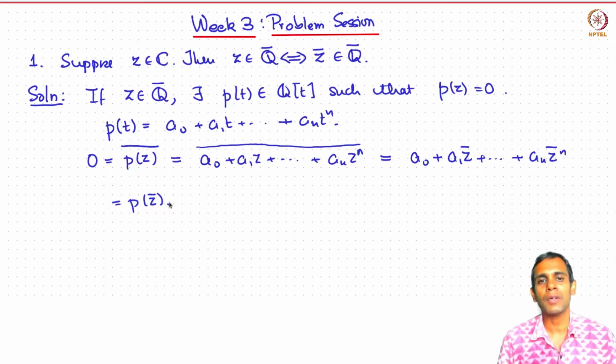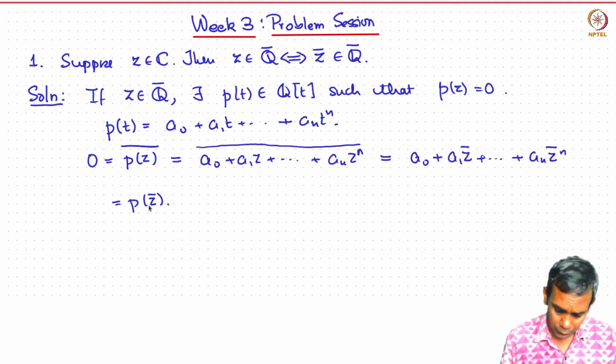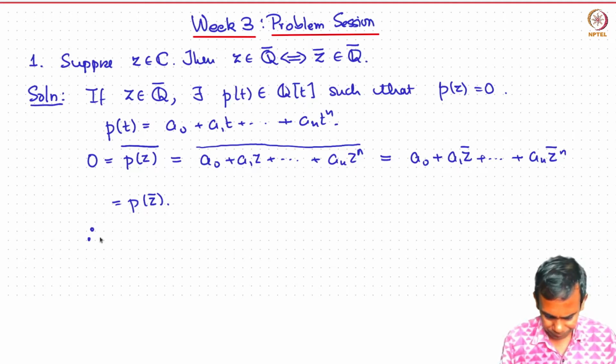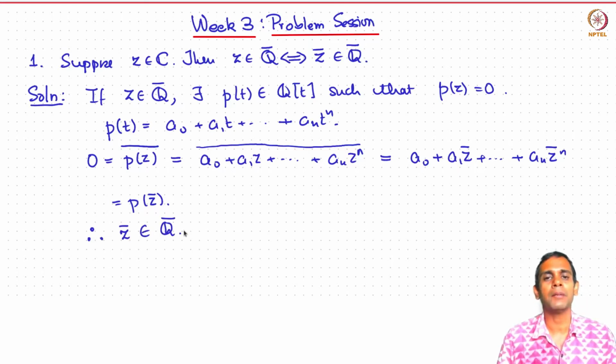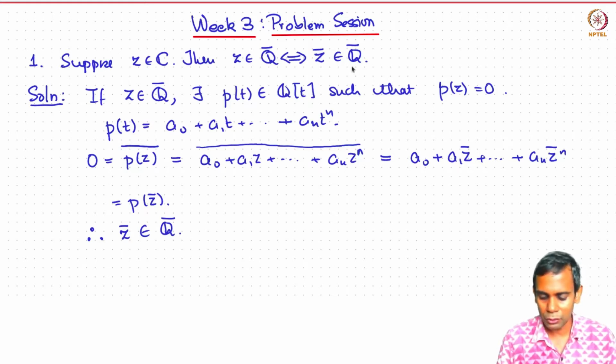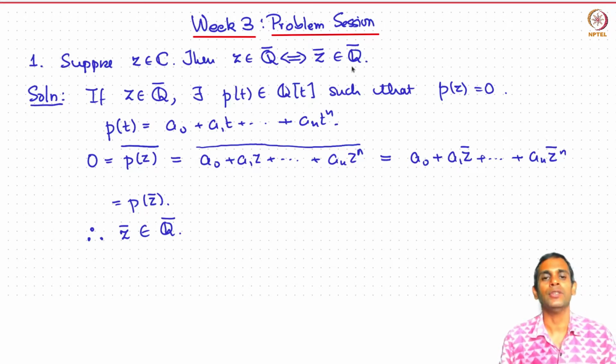So if z satisfies a polynomial p(t), then z bar also satisfies the same polynomial p(t) if that polynomial has coefficients which are real numbers. Since rational numbers are real numbers, z bar again satisfies this polynomial p(t). And that shows that if z is in Q bar, so is z bar. The other way is by symmetry, because the bar of z bar is equal to z. So if z bar is in Q bar, then z is also in Q bar.